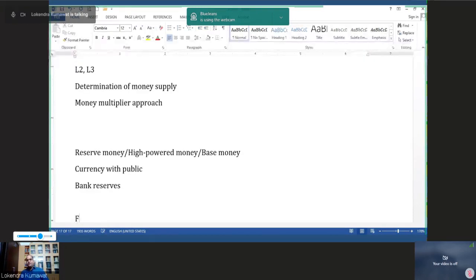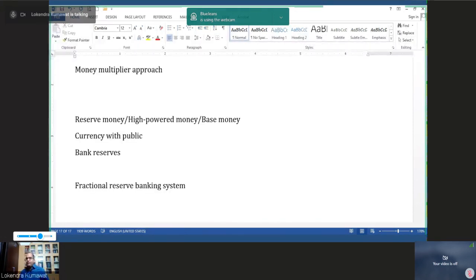I hope you have all studied the fractional reserve banking system. Even if you have not studied it, or do not remember it clearly, please listen to this discussion very carefully. The idea is the following. Suppose you get 100 rupees from the Reserve Bank of India by selling a security to it. What will you do? You would like to keep a part of this with yourself in the form of cash. Suppose you keep 10 rupees with yourself as cash and deposit 90 rupees in a bank.